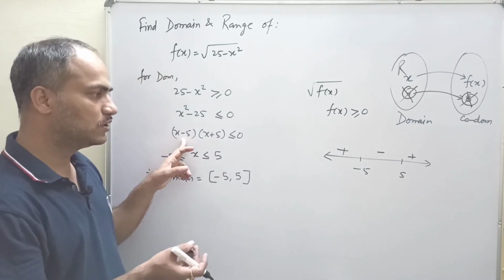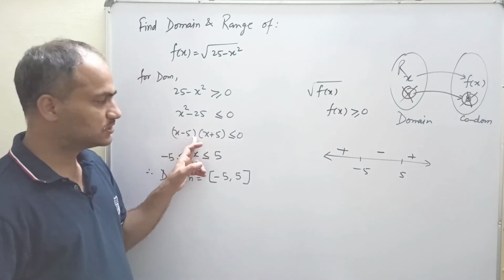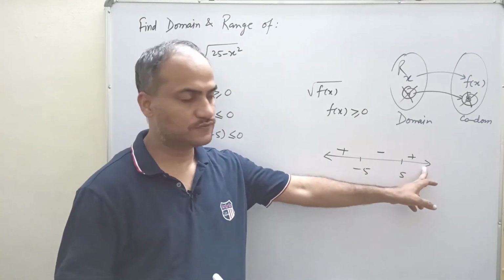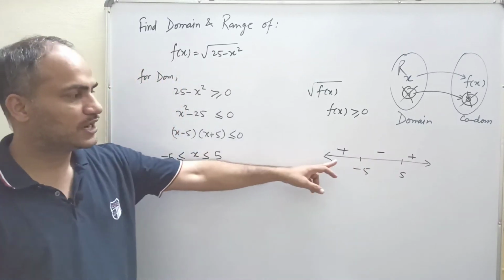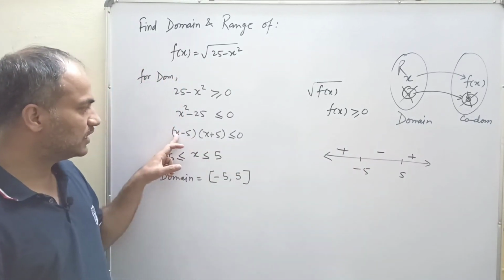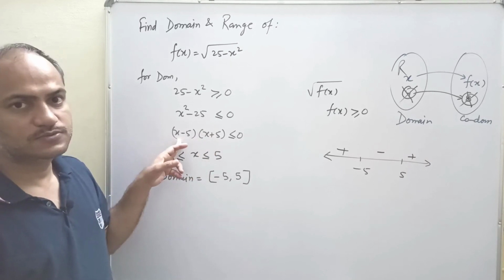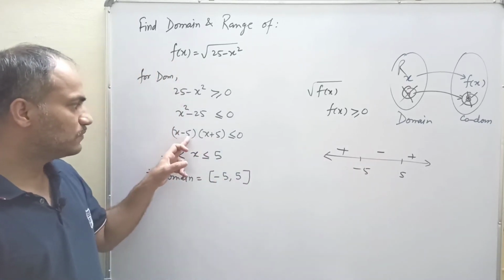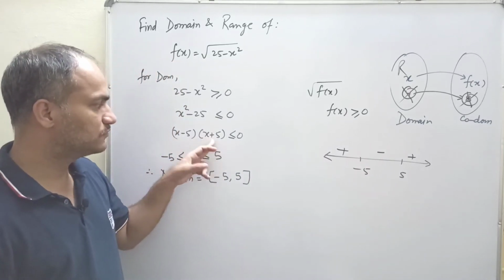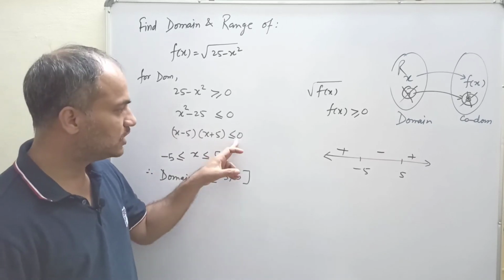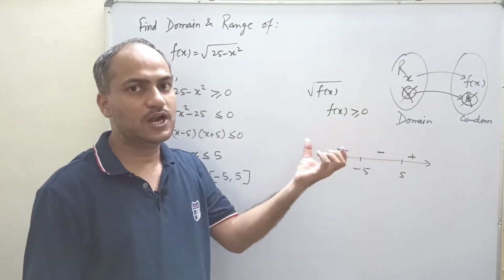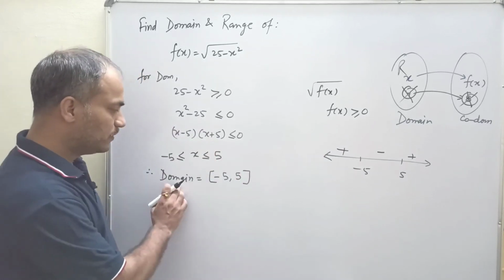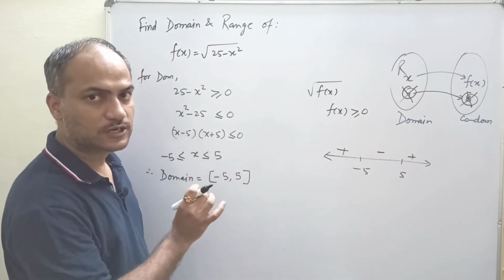Suppose you put x is equal to 6, then 6 minus 5 is positive, and this is also positive, so the product is also positive. So in this range it is positive. When you want to check here, you can put any negative value. Suppose minus 10, so this is negative, this is also negative, negative into negative becomes positive, so this is also positive. If you put 0, 0 minus 5 is negative and this is positive, so positive into negative becomes negative. That's why it is negative, and it is the required portion for this inequality. So domain here is minus 5 to 5, closed interval.